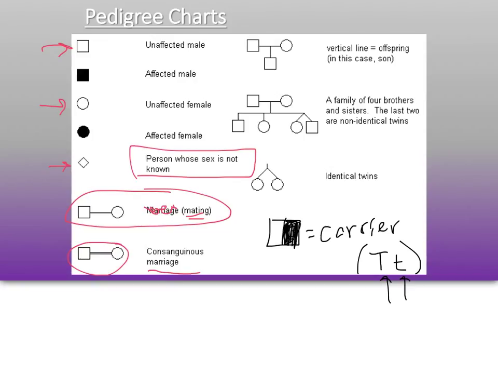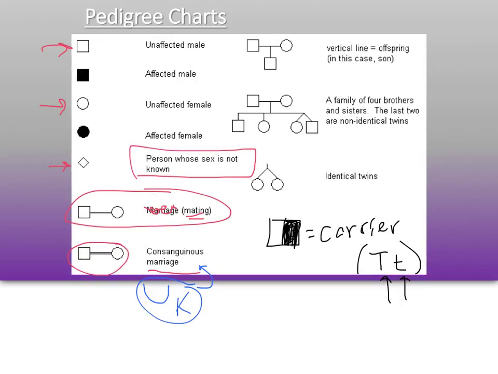So lots of consanguineous marriage here in Kentucky, right? Go Cats. I'm teasing, but if you are mating with someone you're closely related to, maybe a first cousin, maybe a sibling, maybe an aunt or uncle. I know that's creepy and nasty, but it does happen, and so then you would draw these double lines between the two.